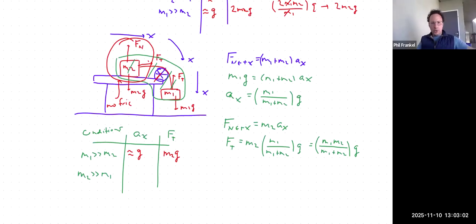What if m2 is huge compared to m1? What does that look like? If m2 is huge compared to m1, then the bunny rabbit is hanging over the edge and the elephant is on the table.